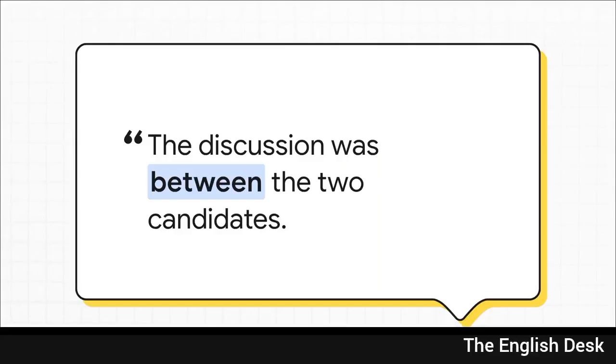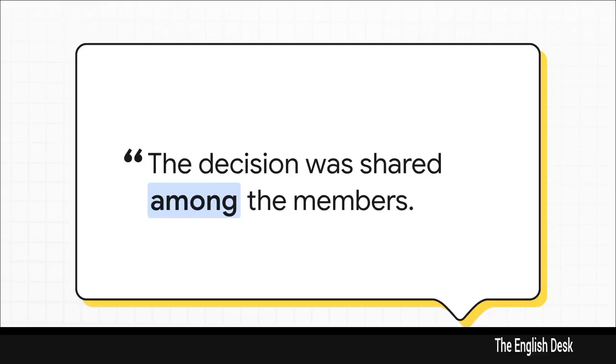Let's look at our first example, the two candidates. See, these are two distinct people. The discussion is a specific back and forth connecting one person to the other. That direct, one-to-one link makes between the absolute perfect choice here. Now, let's flip it. The members. This word immediately makes you think of a group, right? Three or more people. And the decision isn't being passed from one specific person to another. It's being spread out within that whole collective. The focus is on the group, and that is exactly the job of among.